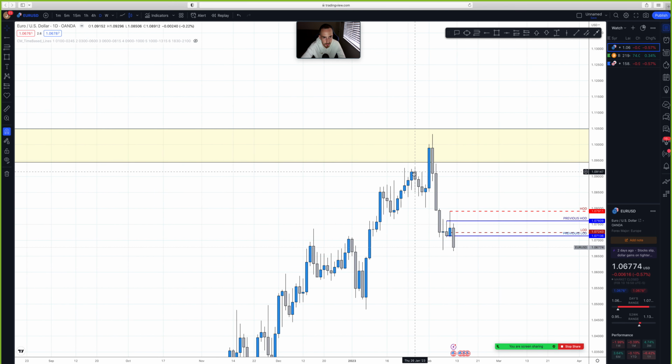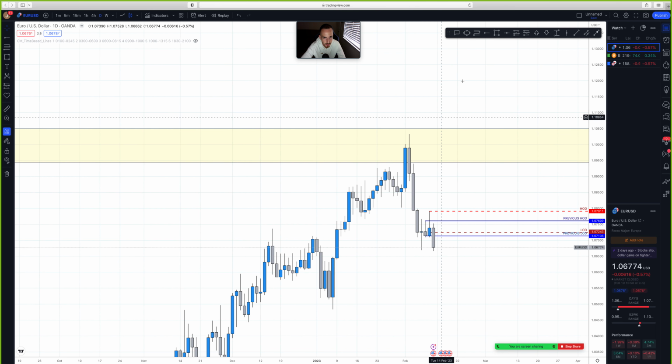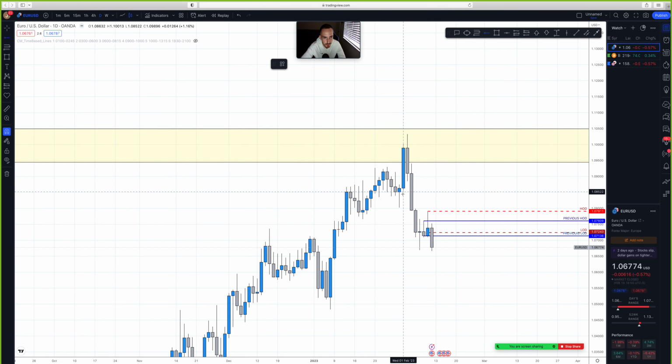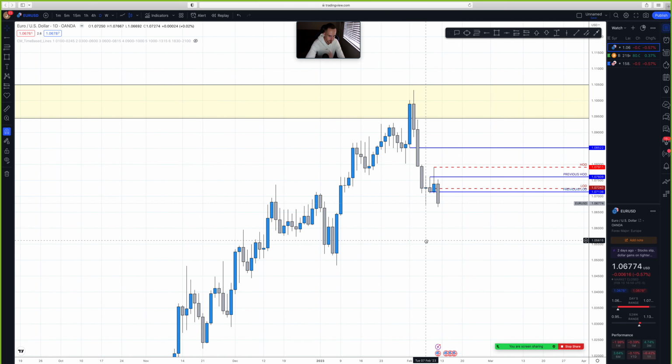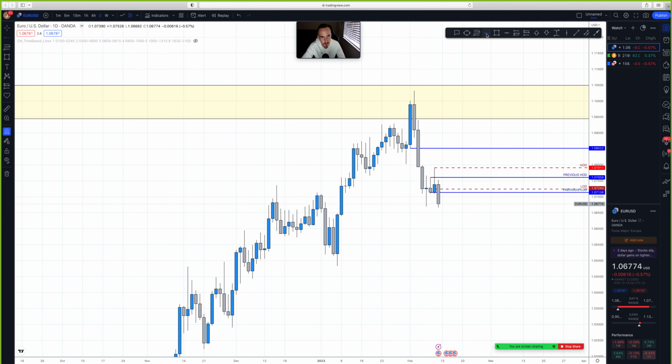Right off the bat, notice we're coming from the supply zone, but we have this supply zone created on the daily after we touched the weekly. Notice we have this head, and the right shoulder is very likely going to come in from this area here. So just keeping that in mind. Now we're going to look at the demand zones that we have.